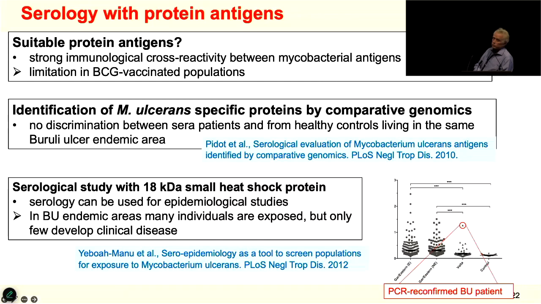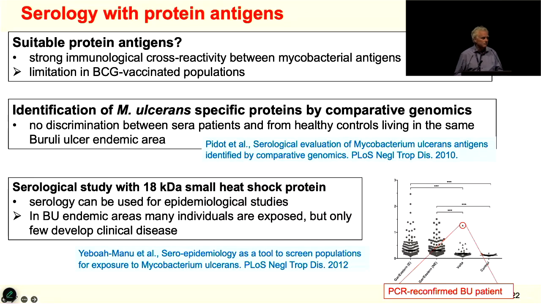The initial work was focused on serology, which makes a lot of sense. That's working for many infectious diseases. And it was then soon recognized that there's an enormous cross-reactivity between mycobacterial antigens. So in a population which has exposure to many environmental mycobacteria and which is BCG vaccinated, it's very hard to find a suitable antigen. And here we have one of the examples where genomics has helped a lot.